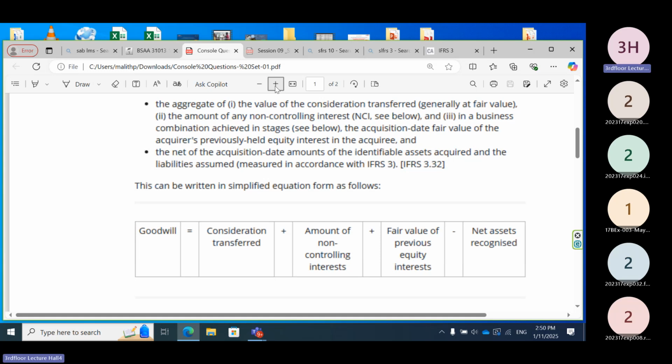So then here in this question we don't have this part. We don't have this part. Minus net asset recognized. How much? 500. Net assets always same.